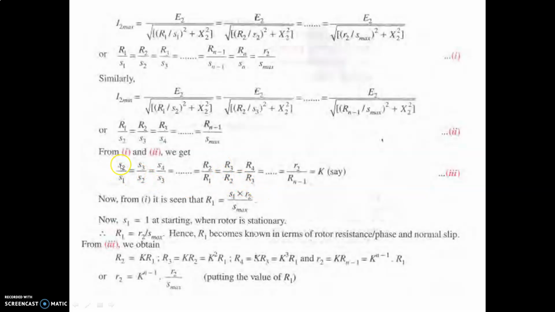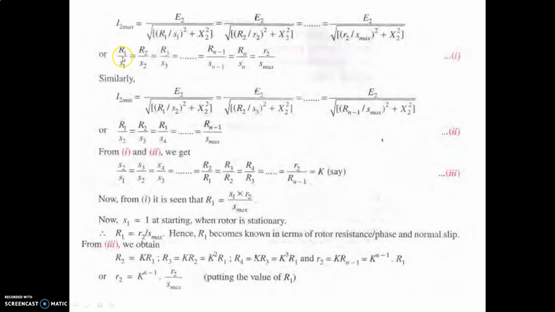For the slip value as well as for the resistance value, it is S2 by S1, S3 by S2, S4 by S3 and so on. For the resistance also it is R2 by R1, R3 by R2, the previous resistance, and so on. The very final resistance is R2 and its previous resistance is Rn minus 1, and that ratio is equal to K.